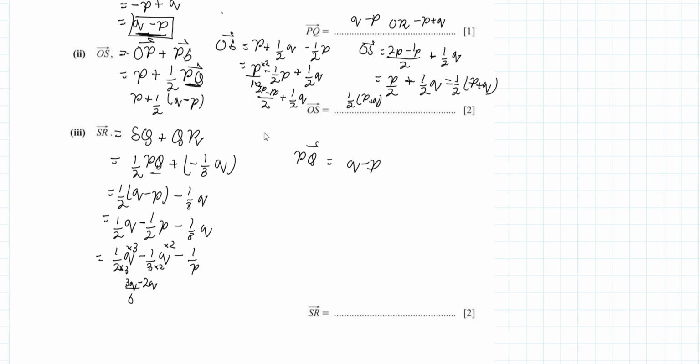Minus 1 upon 2p. On solving these, you will get q/6 because 3 minus 2 is 1, minus 1/2p. So look, the answer of SR is basically q/6 minus 1/2p. So the answer is q/6 minus 1/2p. So this is the answer for SR.